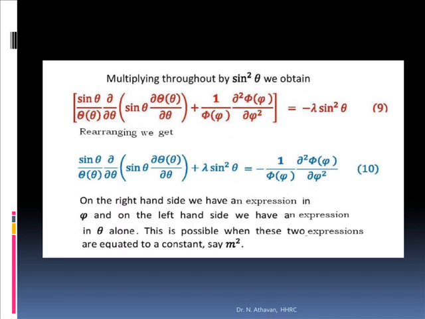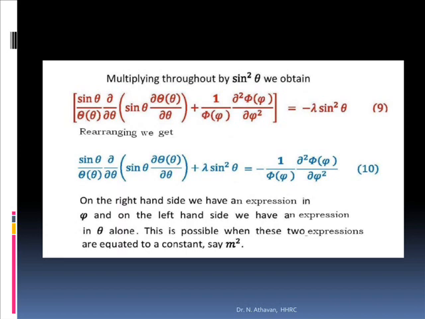Looking at this, on the left hand side we have an expression only in the theta variable, and on the right hand side the expression is exclusively in the phi variable. This is possible only when these two expressions are equal to a constant. We call the constant m square.